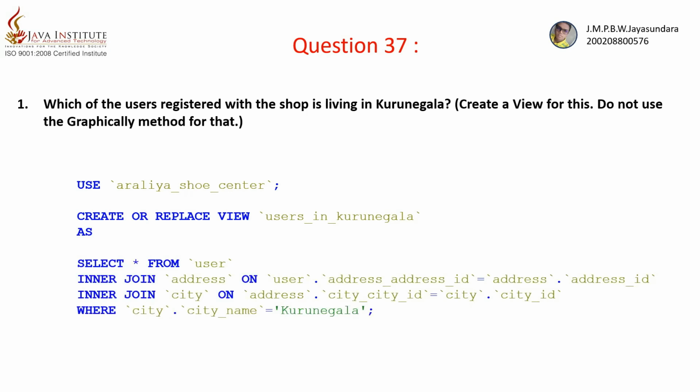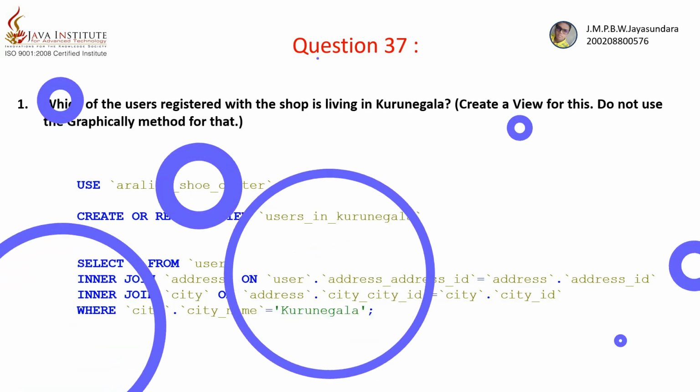Here we have said select all from user table and then we have joined address table using user table's address id column and address table's address id column. Then we have joined city table using address table's city id column and city table's city id column. After that, we have given the condition as city table's city name equal to Kurunegala. So let's go and execute this.